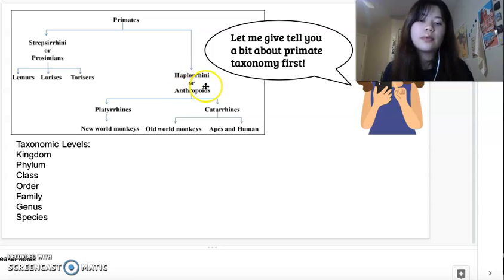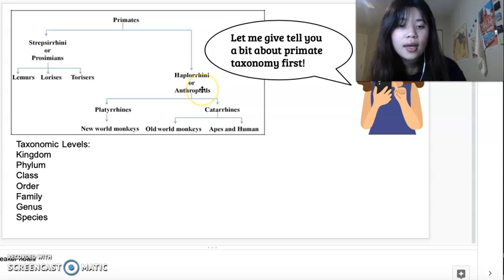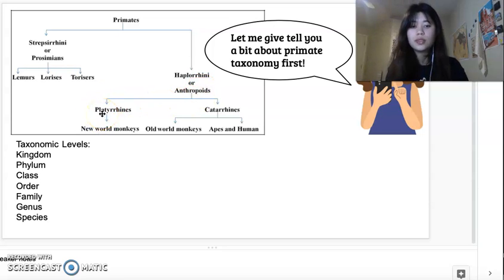And beneath Haplorini, we see it divides again. The platyrrhines would be those with flat noses, and catarrhines would be for those that have more protruding noses. Underneath catarrhines, you see it divides between Old World monkeys and apes and humans. Those are the hominids here. What is included in the hominids would be chimpanzees, orangutans, apes, humans. So that's where the chimps would go.